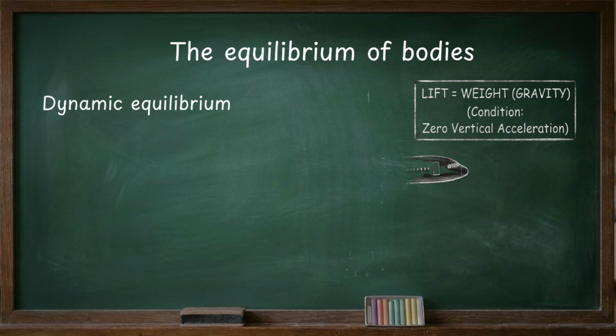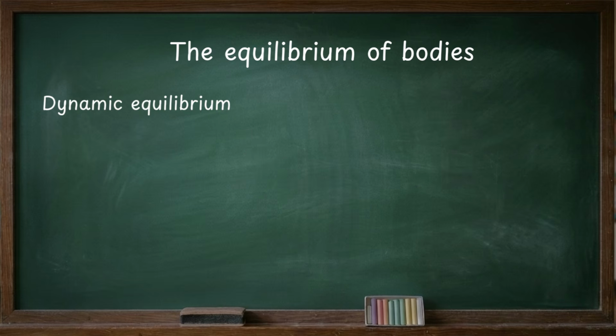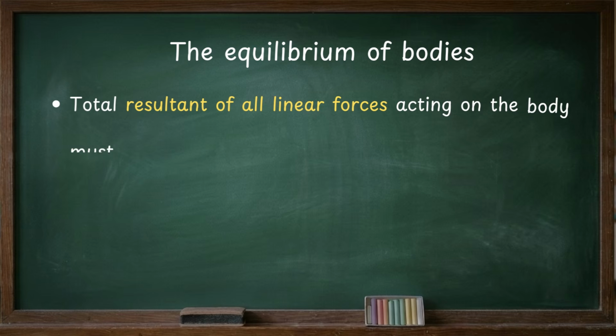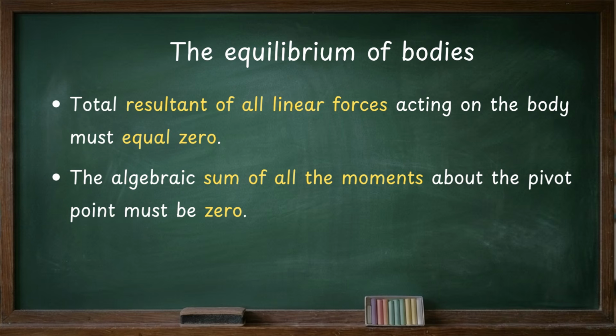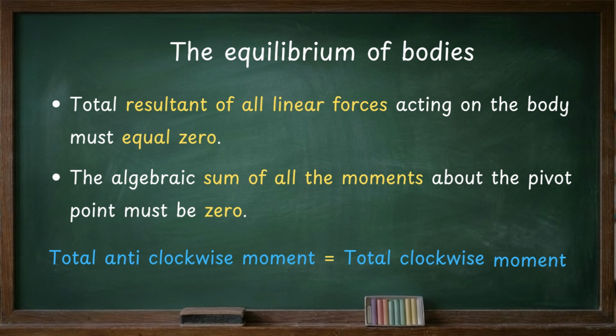To summarize everything we have looked at so far, there are 2 mandatory conditions for equilibrium that you must memorize. First, the total resultant of all linear forces acting on the body must equal 0. Second, the algebraic sum of all the moments about the pivot point must be 0. This means the total anti-clockwise moments must perfectly balance out the total clockwise moments.